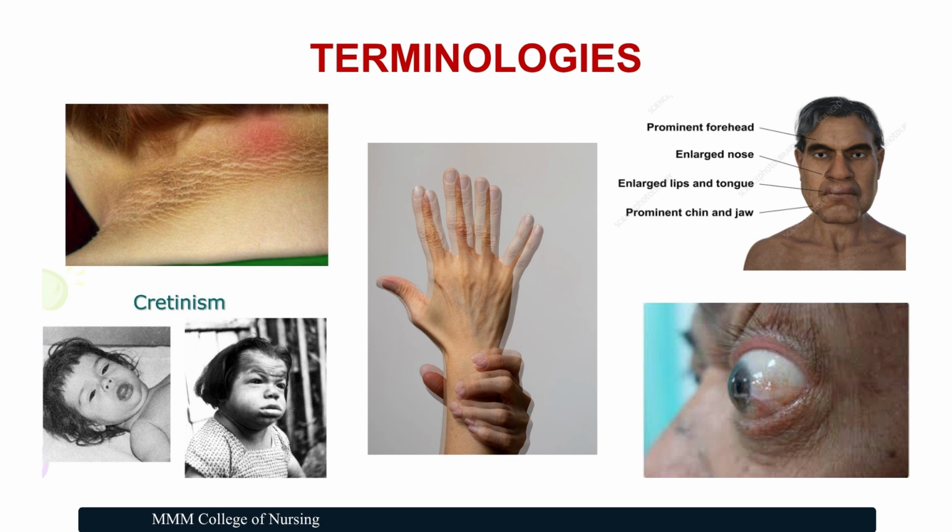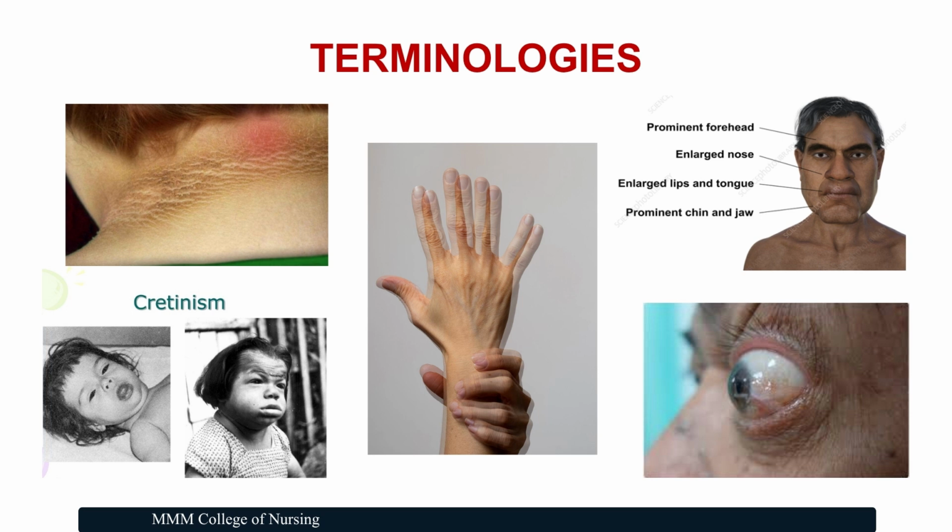First one is acanthosis nigricans, which is a dark velvety discoloration that appears in body folds like the back of the neck and armpits. So you can see this in diabetes mellitus. Next one is acromegaly. Here, the pituitary releases too much growth hormone in adulthood, the person cannot grow taller anymore, so the hands, jaw and facial features enlarge.